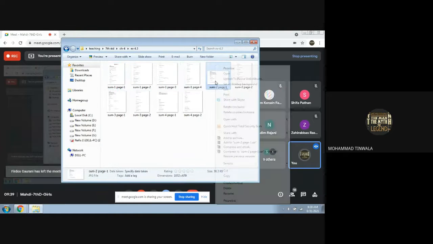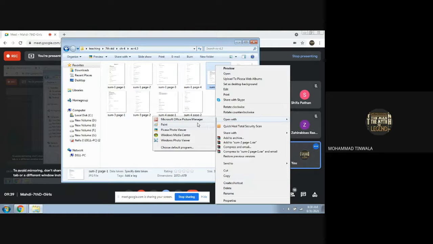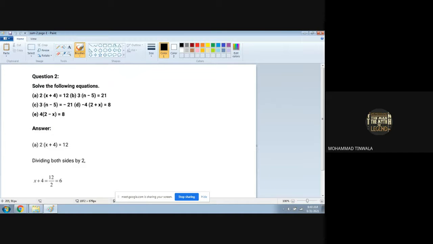Question number 2 here. What we did? This I think so we did. Not done? Okay, no problem. Chalo. First sum. First sum is what? 2 into x plus 4 is equal to 12.